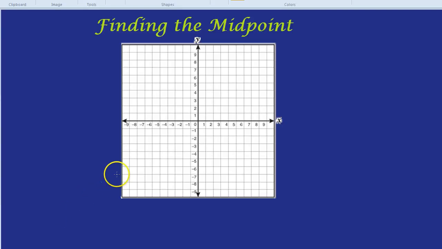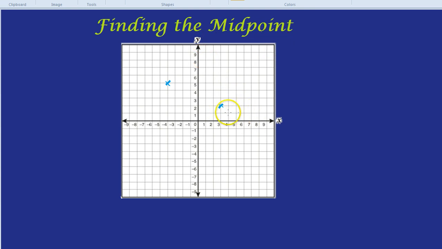How would you find the midpoint between two coordinates? For example, if I gave you a coordinate here and I put a coordinate here, how would you find the midpoint or halfway between them?